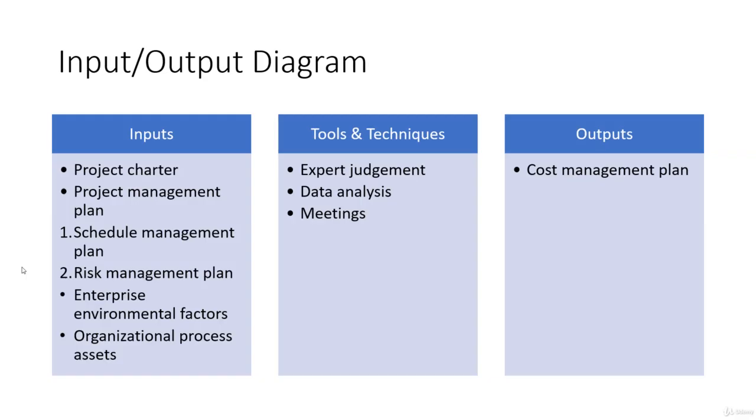Now here the input will be the project charter and the project management plan, which will be in the form of the schedule management plan, risk management plan, enterprise environmental factors, and organizational process assets. In fact, the project charter document will have pre-approved financial data. When you create the project charter document, you will have to estimate your project and enter a cost. That cost is pre-approved. So that will be your input for planning the funding and the budgeting of the project.